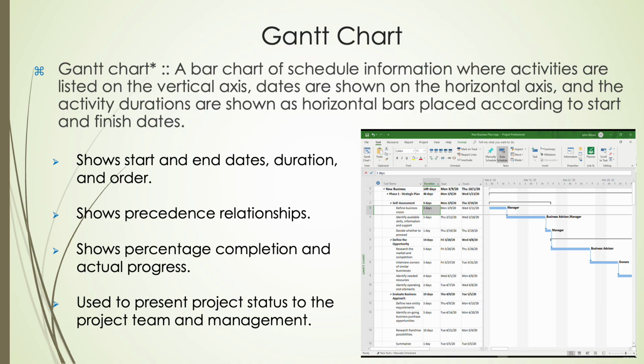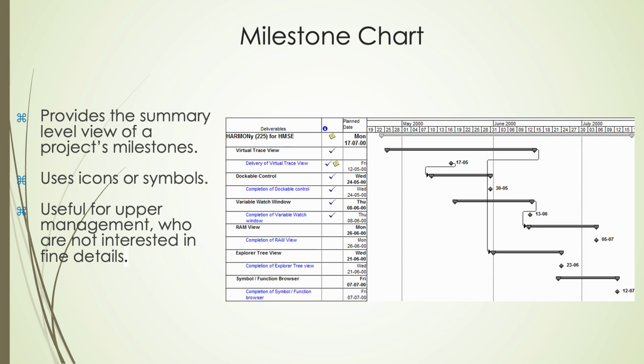Tools like Microsoft Project, as shown in the image, enhance Gantt charts with features like milestone markers and resource assignments for more detailed planning. A milestone chart offers a high-level overview of a project's key achievements without delving into task-level detail. It highlights important dates and events using icons or symbols, making it an effective tool for quickly understanding project progress.